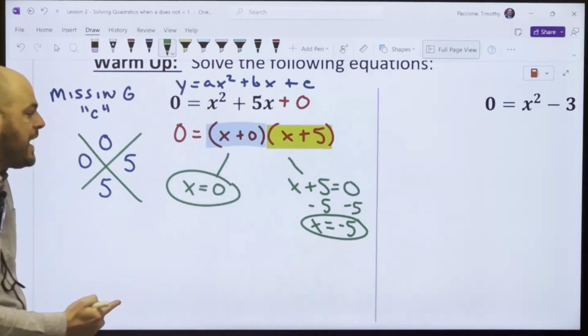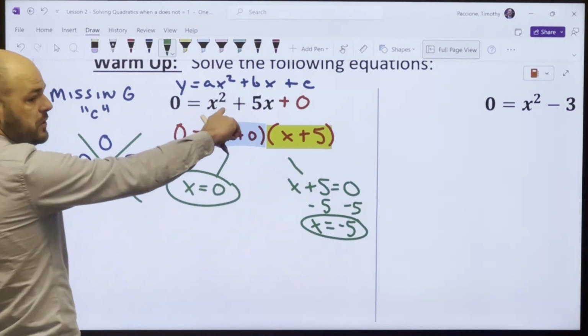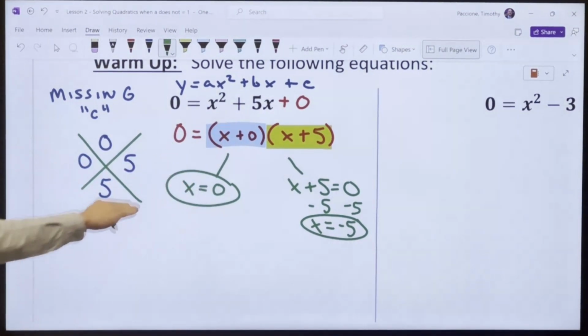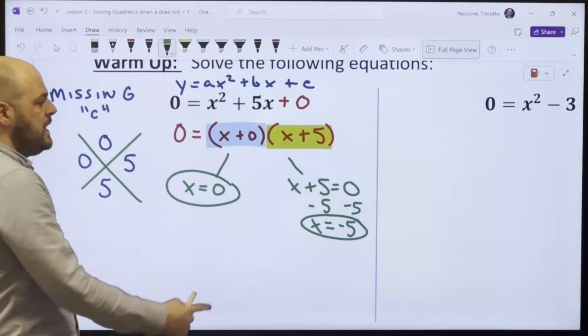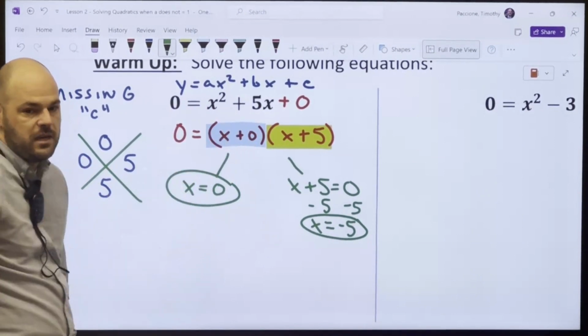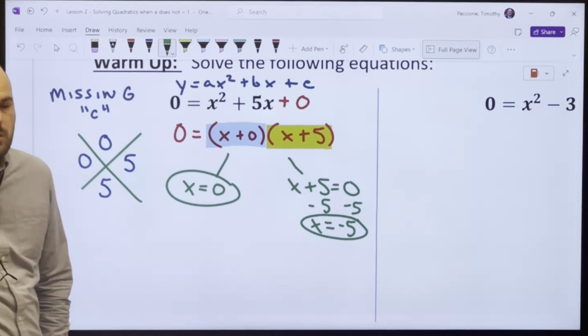Now what we just found are the two values, 0 and negative 5, that if you plug them into this first equation, would make it true. It would make it 0. 0 squared plus 5 times 0 is 0. Negative 5 squared plus 5 times negative 5 is 0. Okay? So that's what we found. That's why we did it.